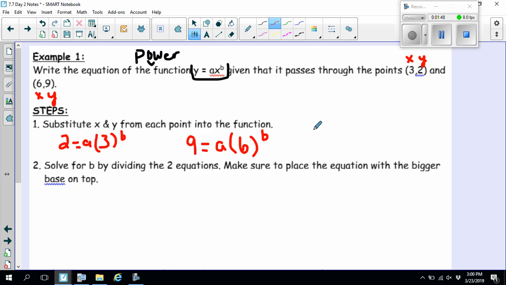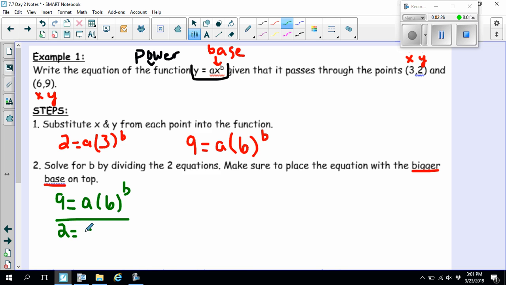Now our second step, just like we did last time when we did exponential functions, we're going to solve for b by dividing the two equations. Now this time we're going to make sure that the equation with the bigger base is on top. Remember, x is actually our base this time. So if we look at the two equations that we have from number 1, we can see that the second equation with a base of 6 is bigger. So we're going to put that on top. So we're going to have 9 equals a times 6 to the b power, and then divide that by 2 equals a times 3 to the b power.